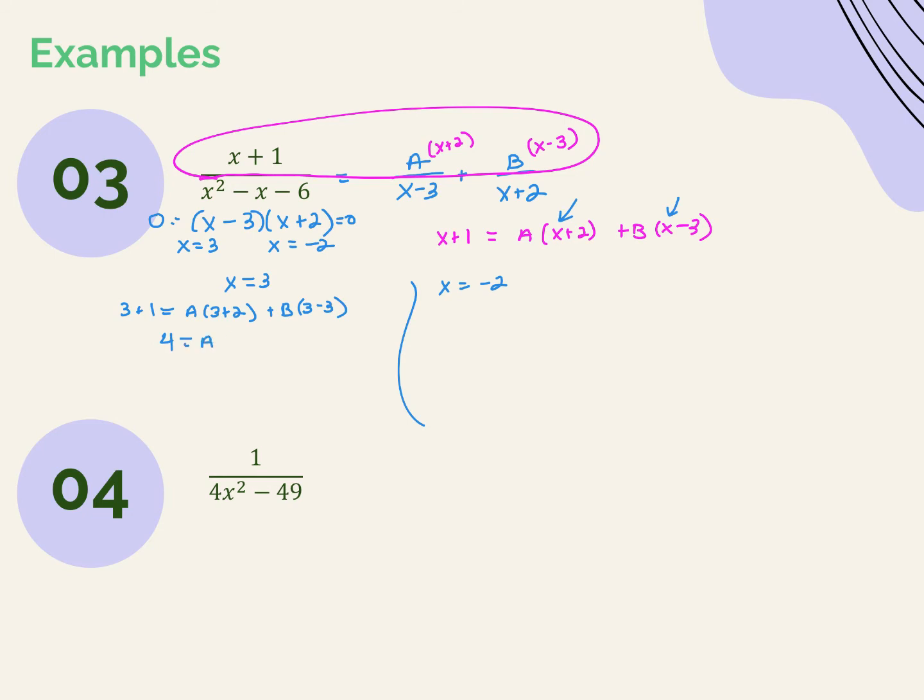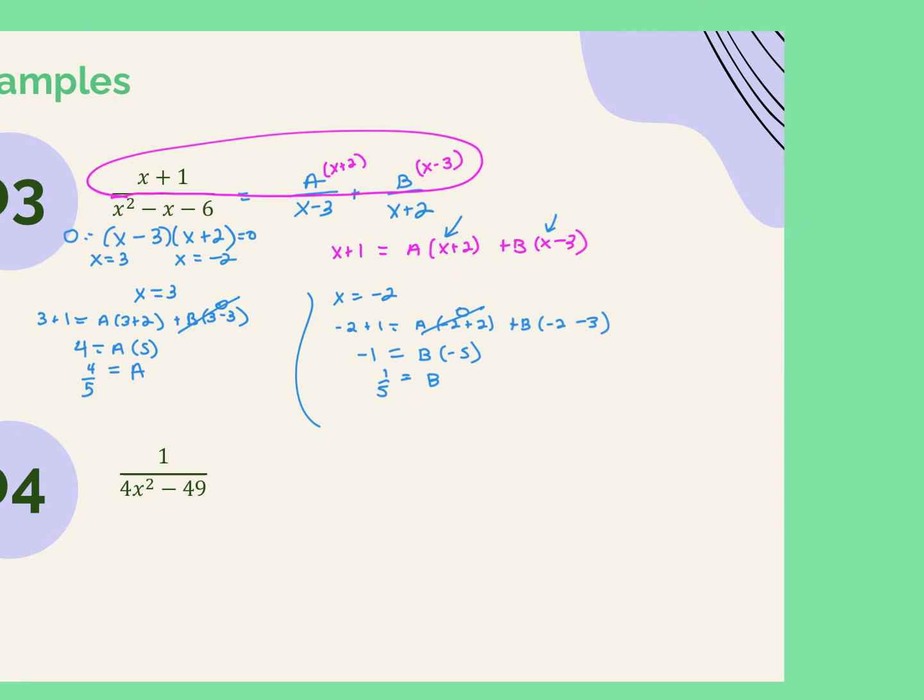10 equals A times 5. This would be 0, so the B is gone. And I get A equals 2. Now plug in the negative 2. Negative 6 plus 1 equals A times negative 2 plus 2, plus B times negative 2 minus 3. Negative 5 equals, this is my 0, the A is gone, B times negative 5, and then B is 1.